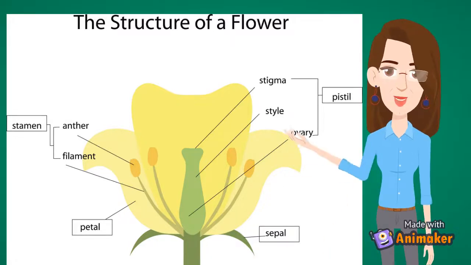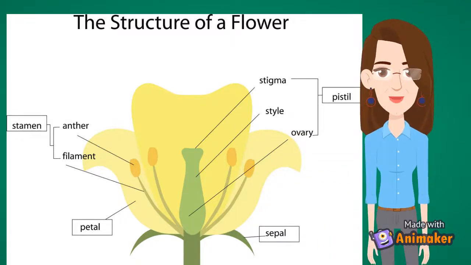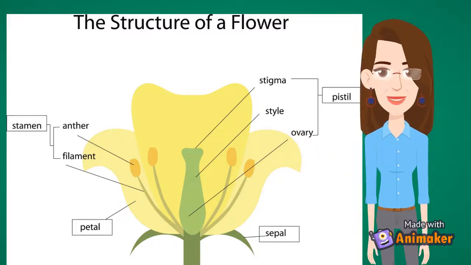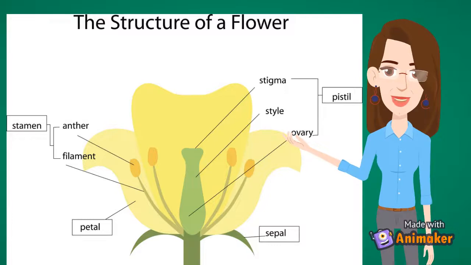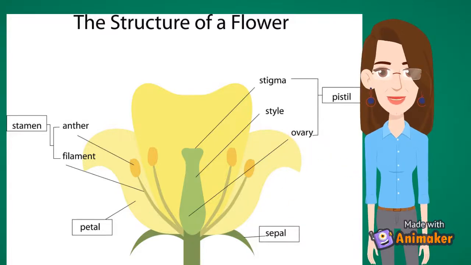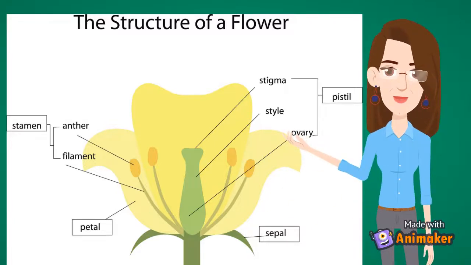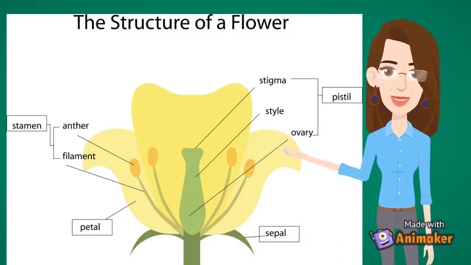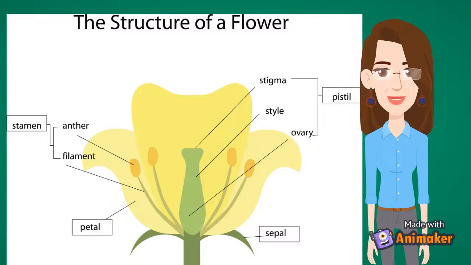Stigma is a bulged, sticky structure at the tip of the pistil, where the pollen grain sticks. Style is a long elongated tube which allows pollen grain to travel from the stigma to the ovule. And ovary is a large lobed structure at the base of the carpel. It contains the female reproductive cells, the ovules.